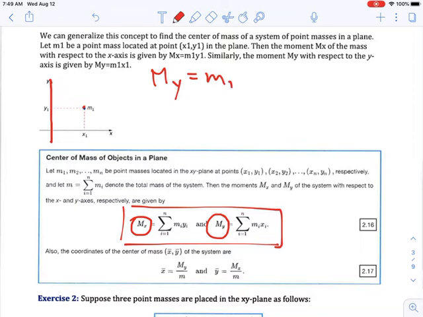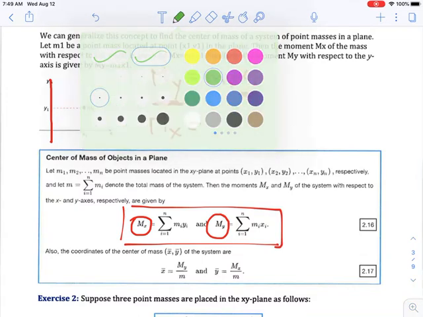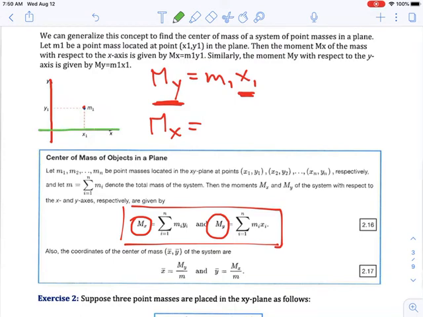Well, now the distance from the y-axis is an x value, so that would be x sub 1, right? So here's the tricky part. When you're finding the moments about the y-axis, you are actually using the x values to calculate that. Likewise, if you're calculating a moment about the x-axis, okay, this distance here is going to be a y value. So you're going to take the mass, and you're going to multiply it by a y value.